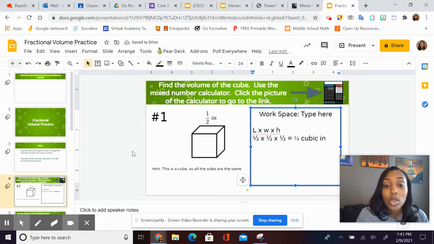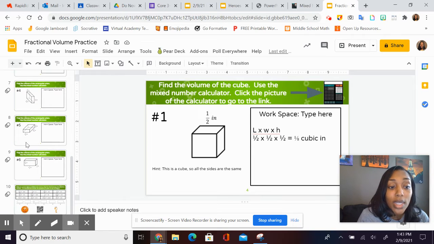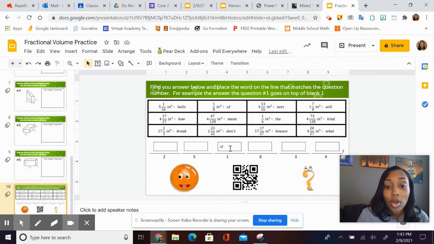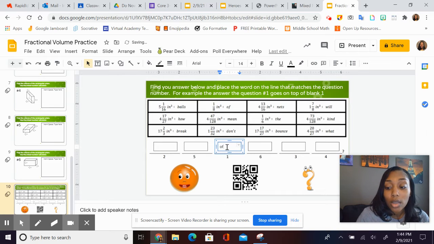And now I want to go all the way to the last slide and find my answer. So once you get an answer to a question, go all the way to slide 10. This is where you're going to put your answers into your document. So we're going to go all the way to slide number 10. Oh, I think I deleted it. Come back, come back. There we go. All right, there's slide number 10.